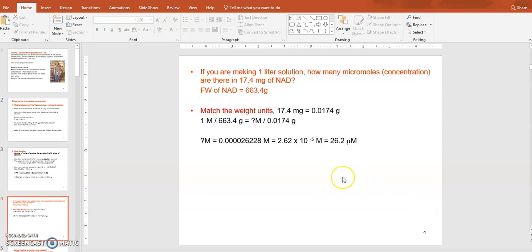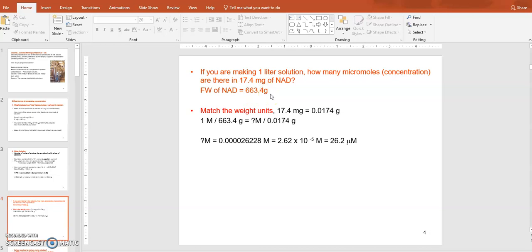Here's a little tricky question. If you're making 1 liter solution, how many micromoles are there in 17.4 milligram of NAD? NAD is a chemical. If you have 17.4 milligram of NAD, and you dissolve that in 1 liter of solution, what will be the concentration of NAD? That is the question. It turns out the molecular weight of the NAD is 663.4 gram per every mole within 1 liter volume.